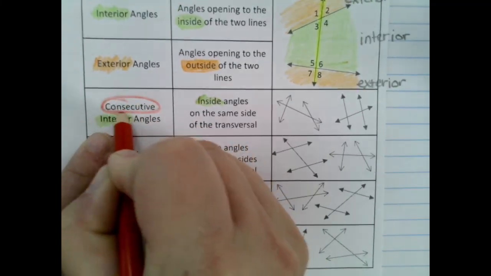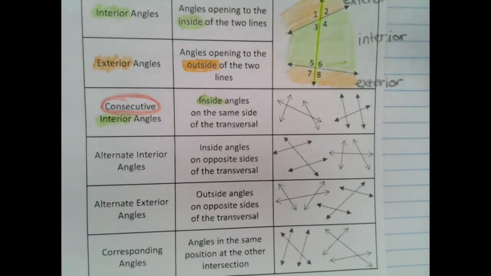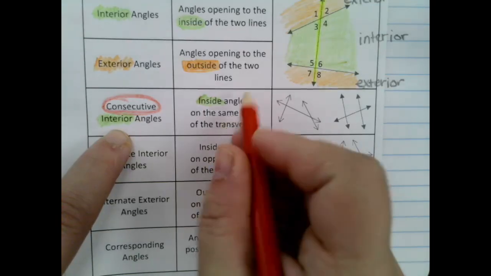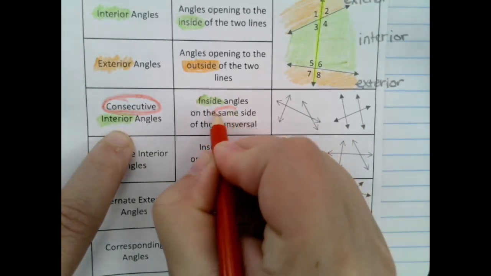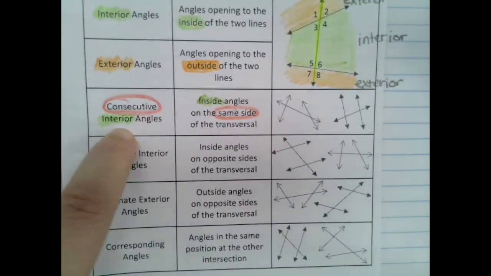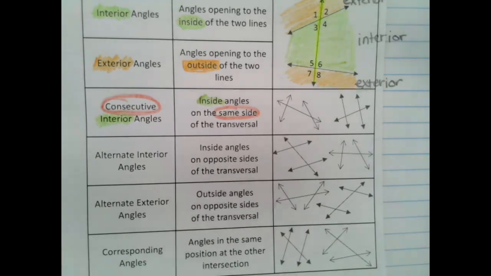Consecutive is a little bit of a new word for us. If you have consecutive wins as a team, what does that mean? Yeah, back-to-back wins. Consecutive means it's happening again and again, back-to-back. So consecutive in this case we're going to talk about is the same side. So inside angles that are on the same side of the transversal.